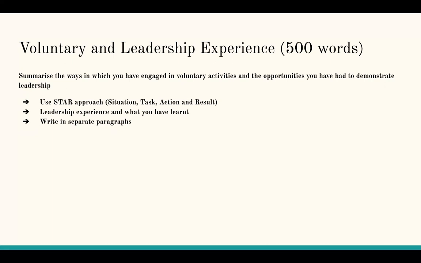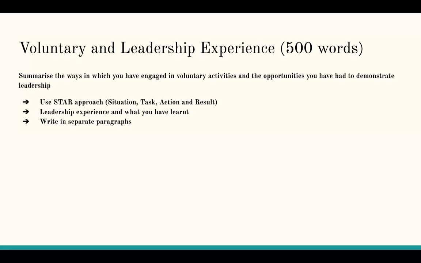After the introduction paragraph, which can be quite tiny, about your thoughts on leadership and volunteering, and why you want to be involved in that, come the 3 or 2 paragraphs, depending on how many examples you want to give. In each paragraph use the STAR approach, which is situation, task, action, and result.